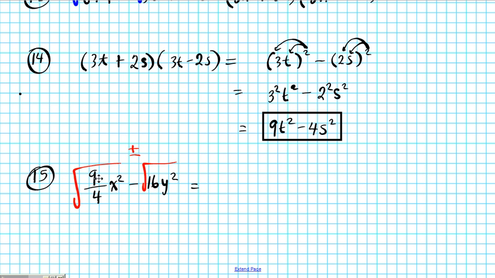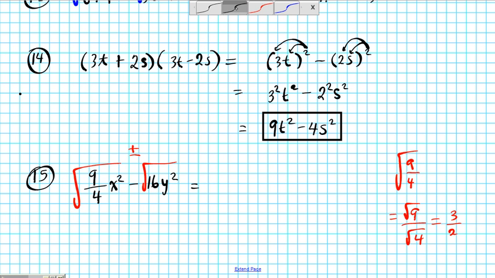Okay? What on earth is this? Square root of 9 over 4? That looks too complicated. So let's see what we can do with that. Square root of 9 over 4, we need to break it down into the square root of 9 divided by the square root of 4. This is the properties of radicals, alright? So this becomes 3 over 2. Alright, so that's not that bad anyway.